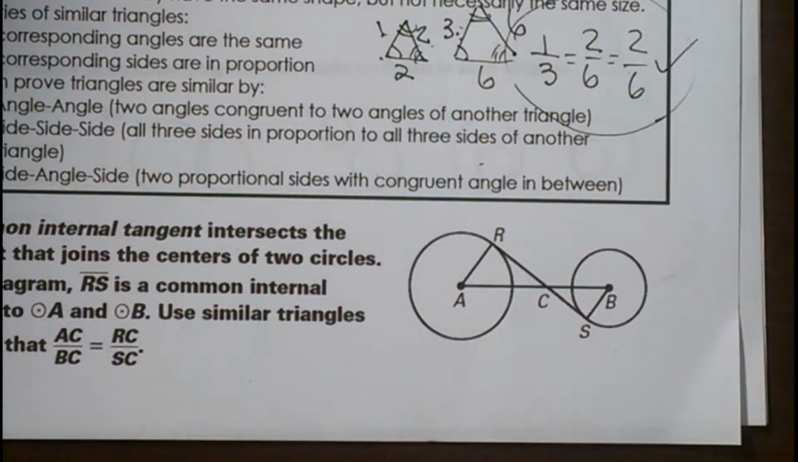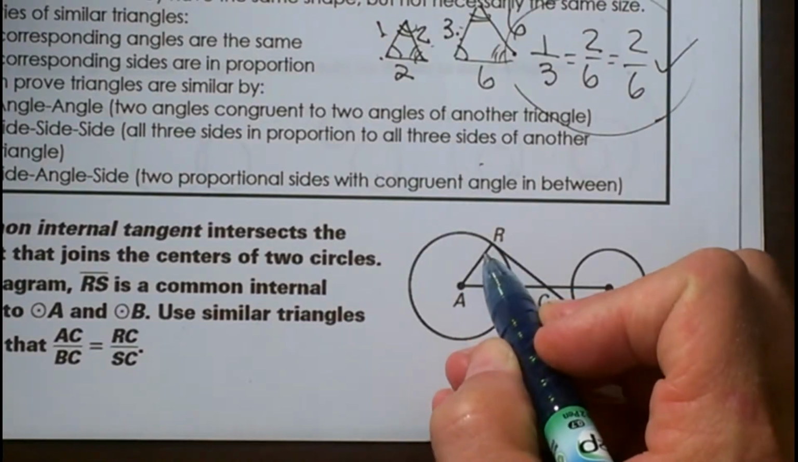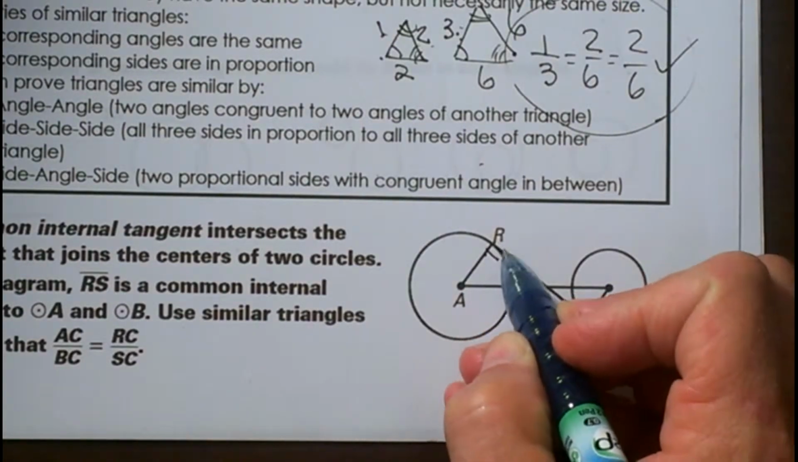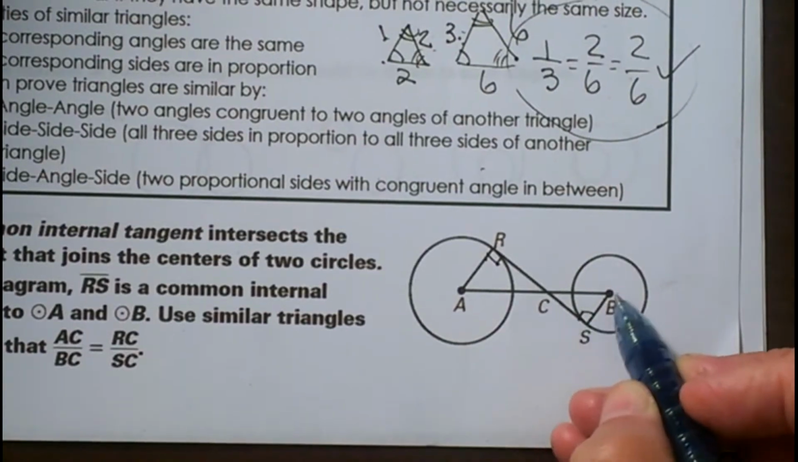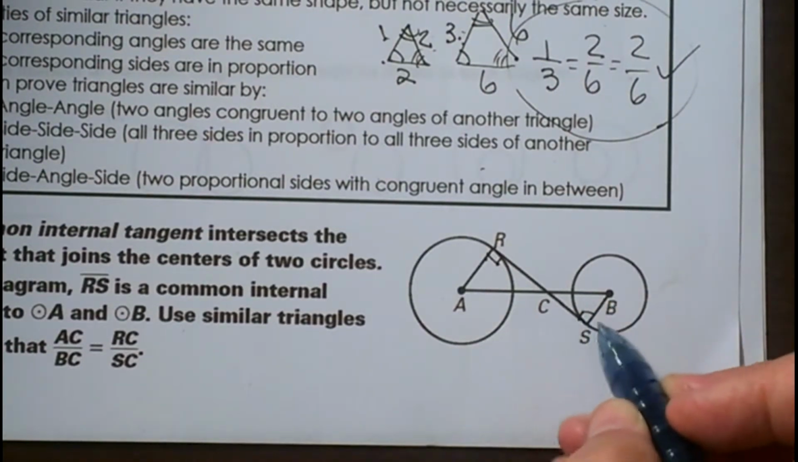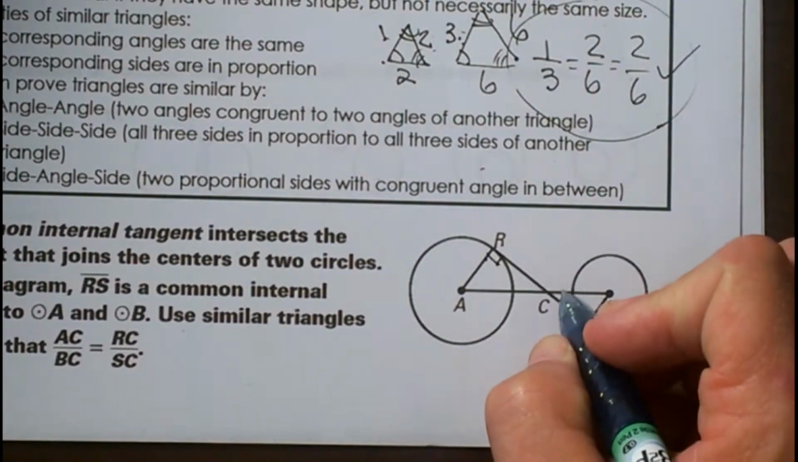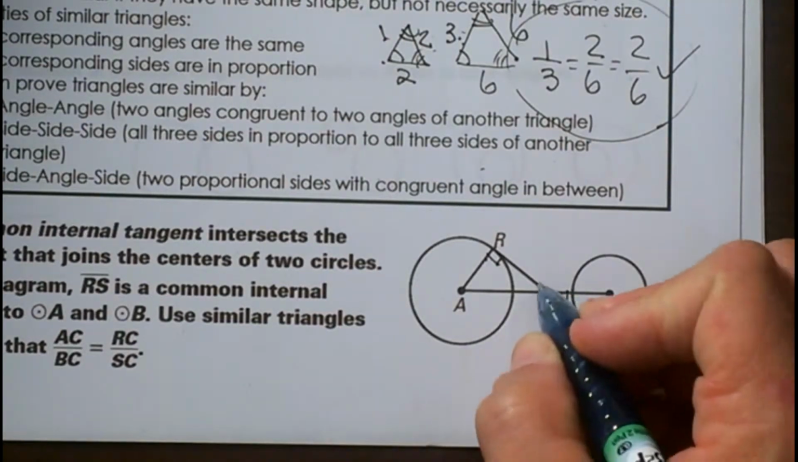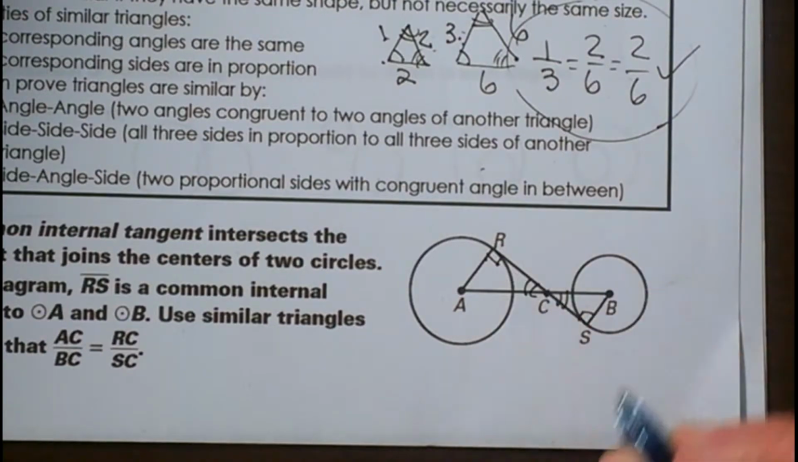Well, we know that if we have a radius touching a tangent segment, we have a right angle. And so let's draw that one over here too. So that means the angle S and the angle R have to be 90 degrees because they're tangent to the circle. Okay, what other information can we get from the diagram? Well, notice we have vertical angles here. This angle has to be congruent to this one because there we have straight lines going through point C.